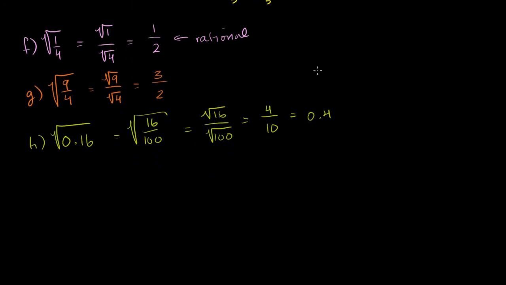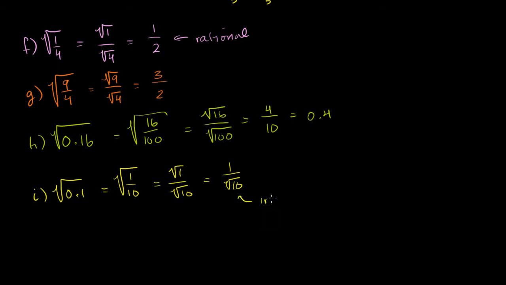Let's do a couple more like that. Okay, part I was the square root of 0.1, which is equal to the square root of 1 over 10, which is equal to the square root of 1 over the square root of 10, which is equal to 1 over the square root of 10. Now, 10 is just 2 times 5, so that doesn't really help us much. A lot of math teachers don't like you leaving that radical in the denominator, but I can already tell you that this is irrational.